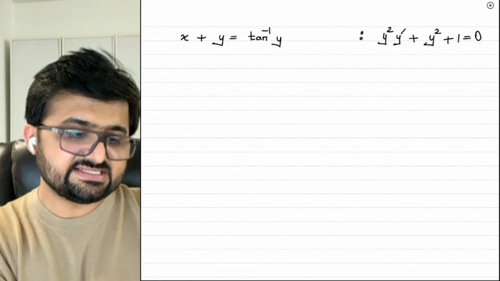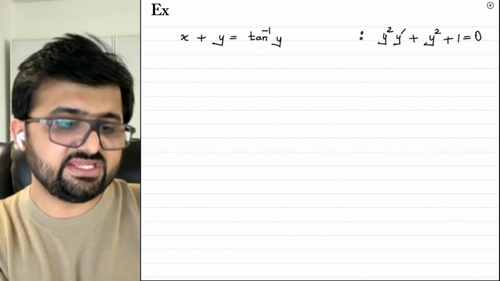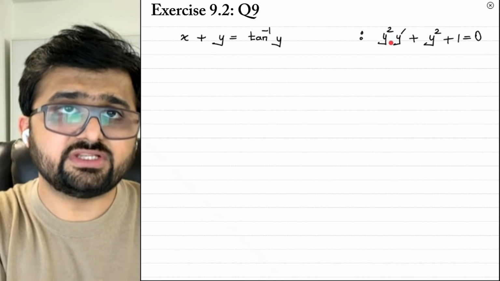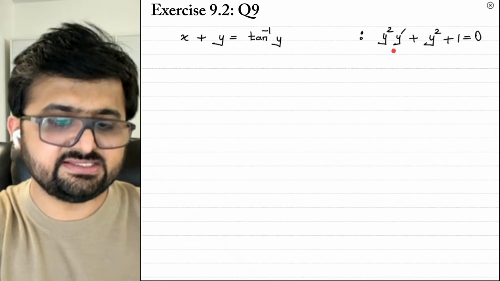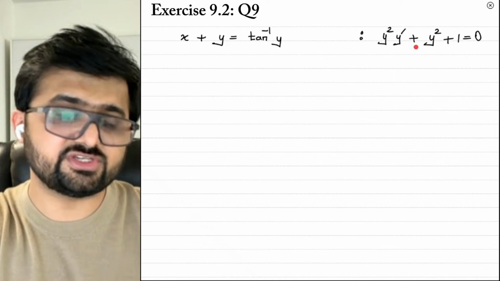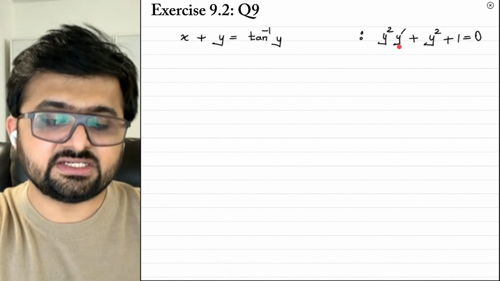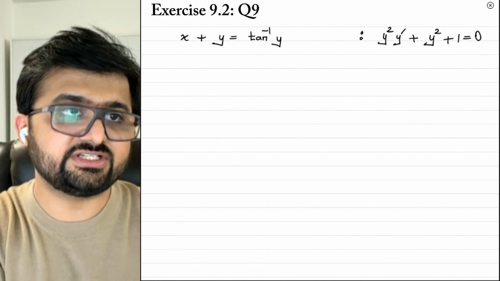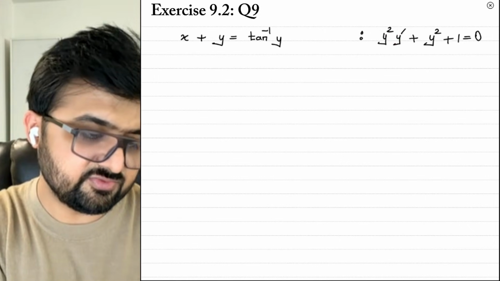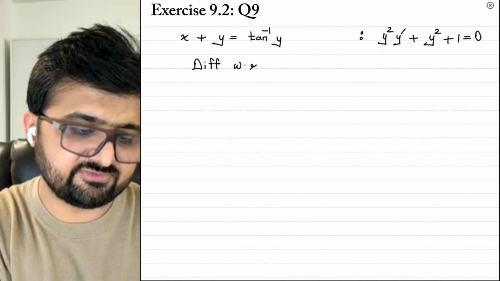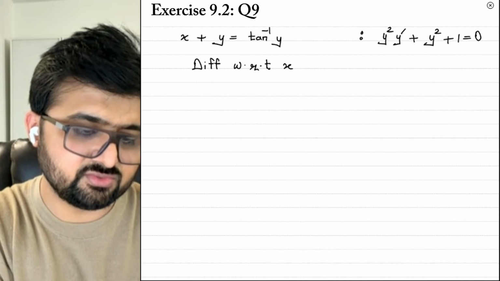All right, the next example, we have x plus y is equal to tan inverse of y, and we need to prove that this equation in x and y is a solution of this differential equation. Okay, notice that there is just one y dash, which is dy by dx. So we just have to differentiate this one time. So we start by differentiating with respect to x.